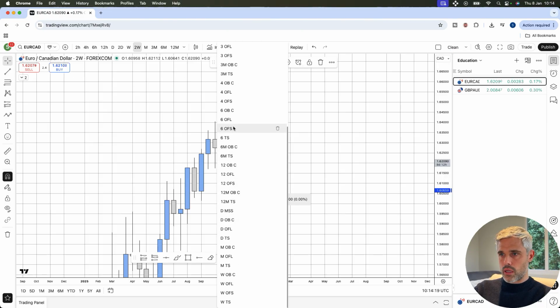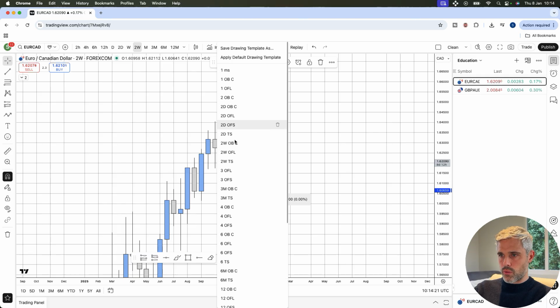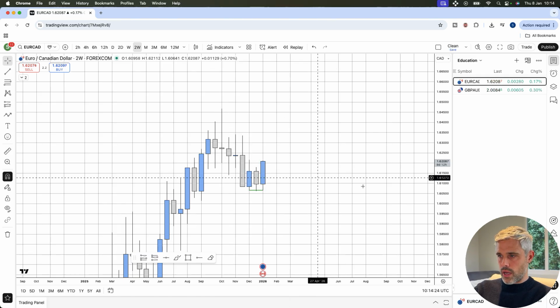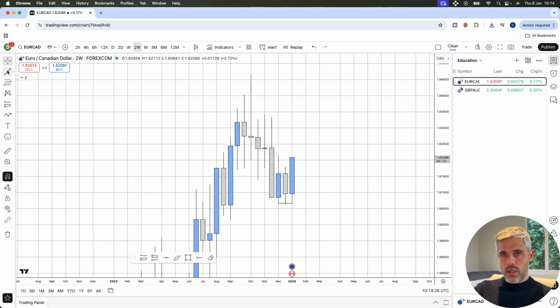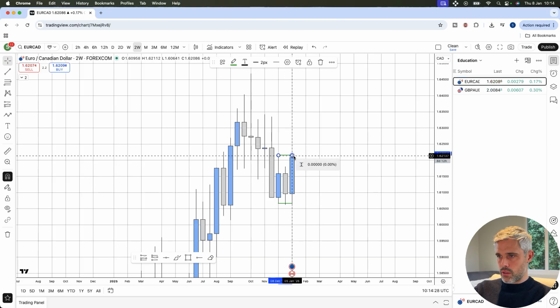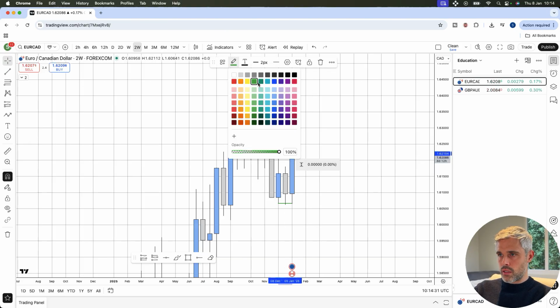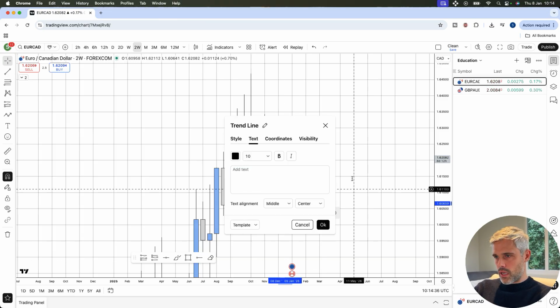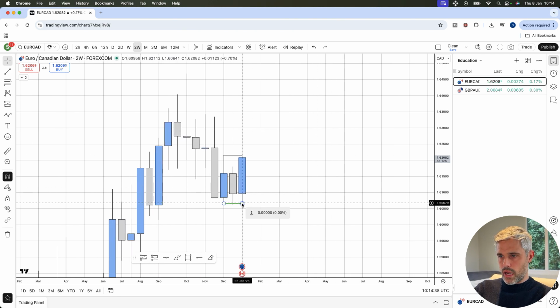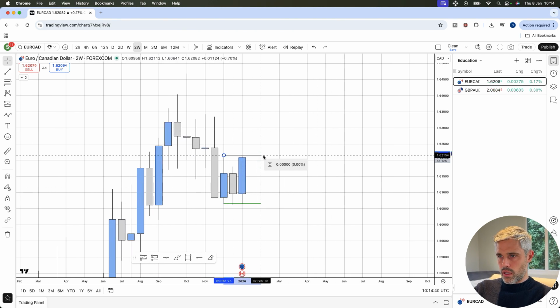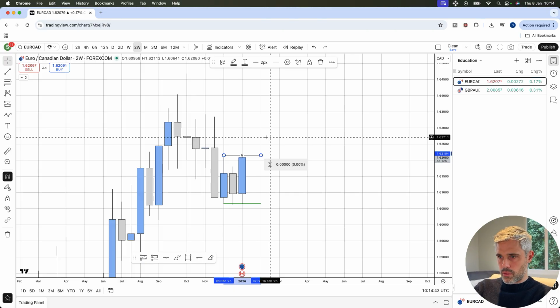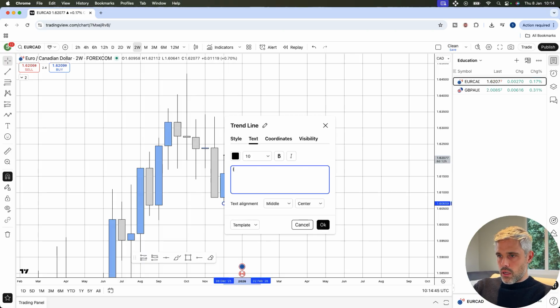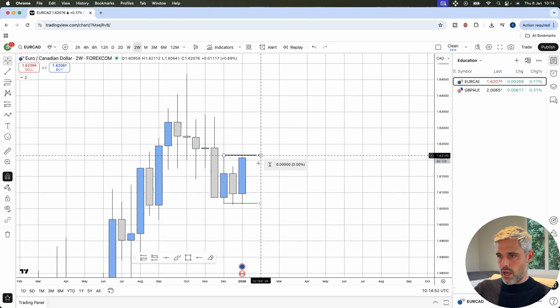So if we look at EuroCAD this week, or after the close of the last 2-week candle, just going to add this here so we can see this. Actually, we don't even need to write it on, but this would be our low and this would be our high. So let's put high, low, just going to mark that. Okay, so we have high and low.